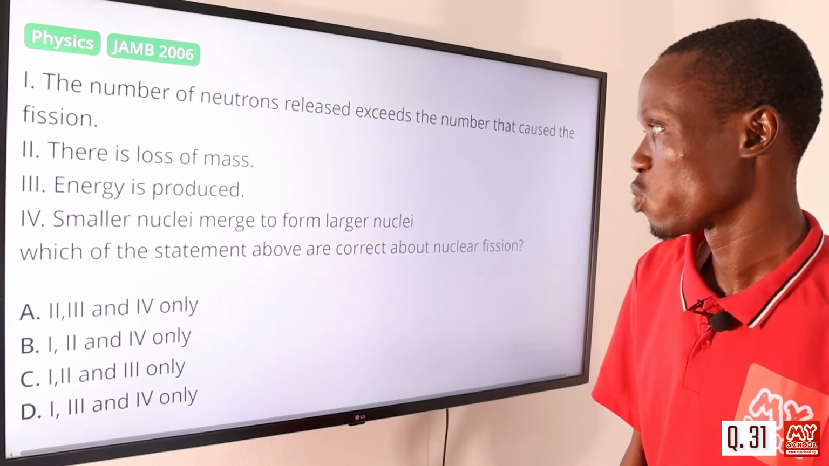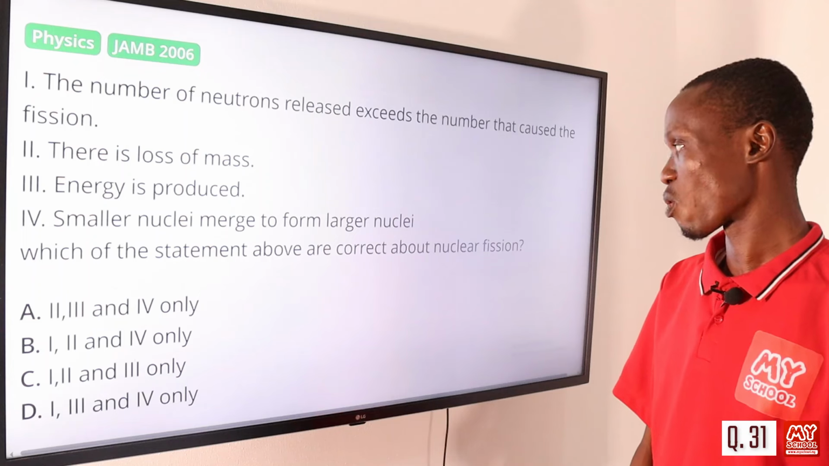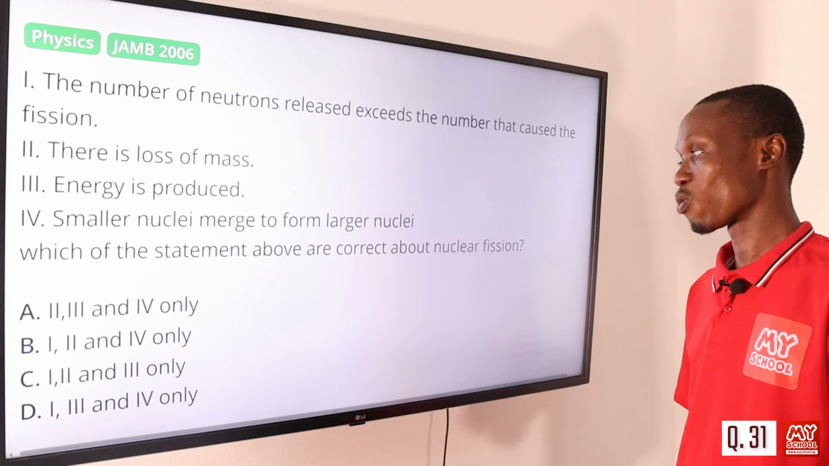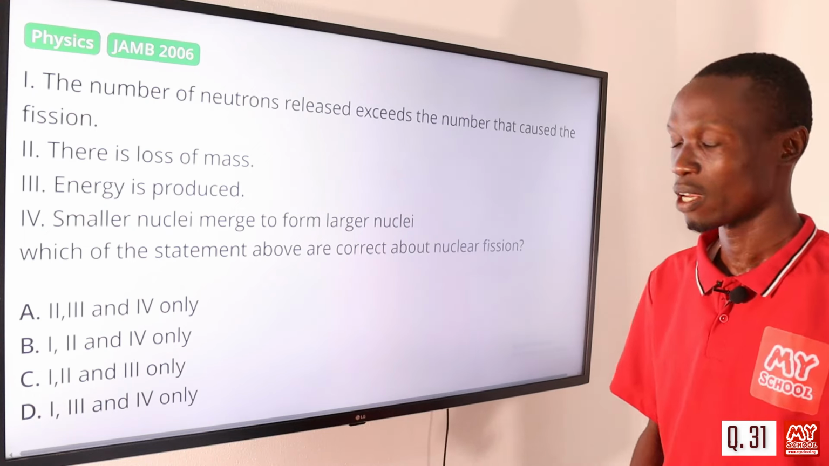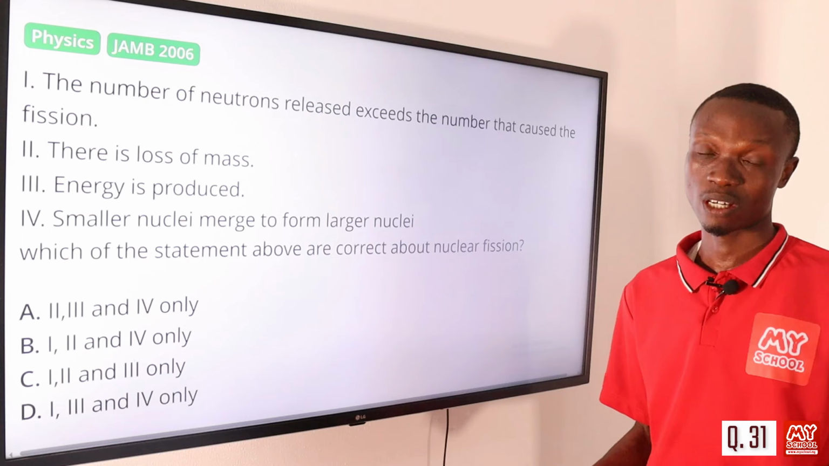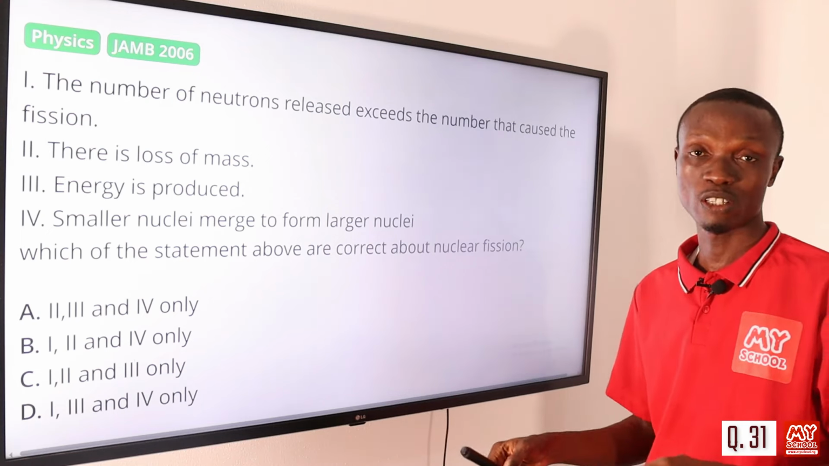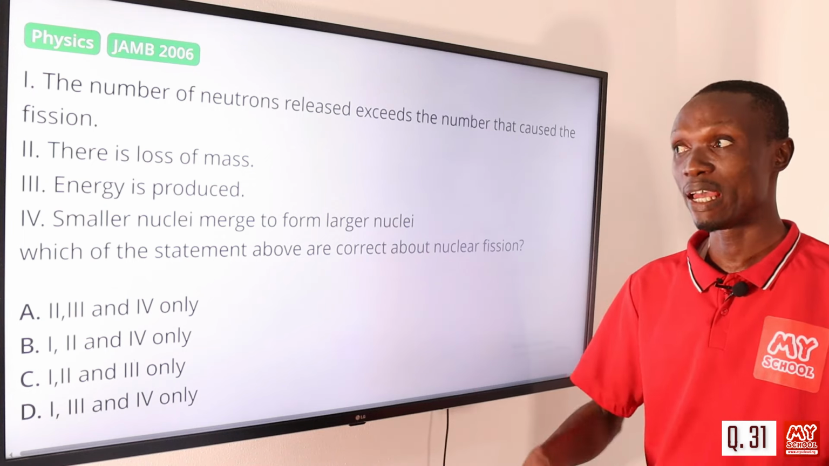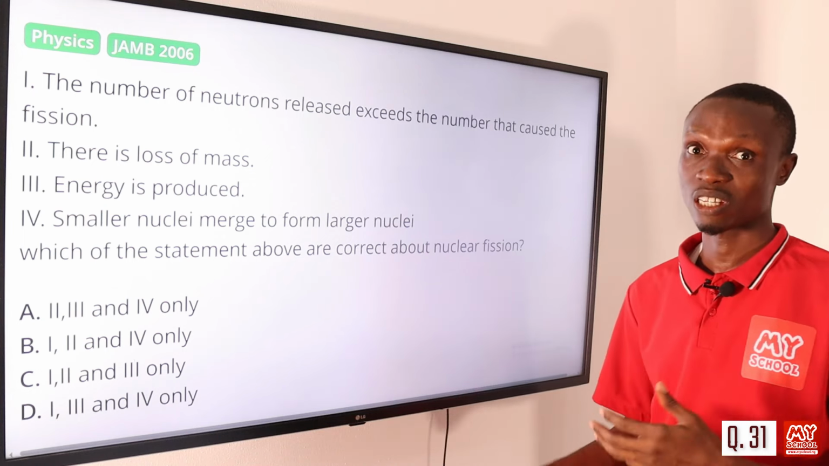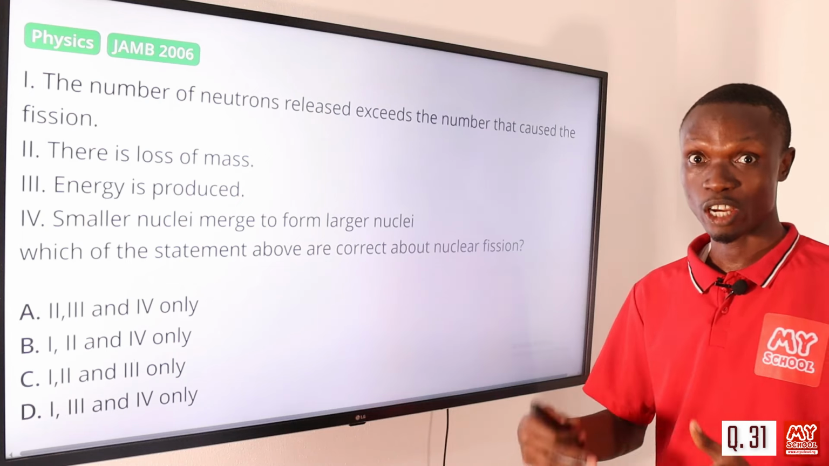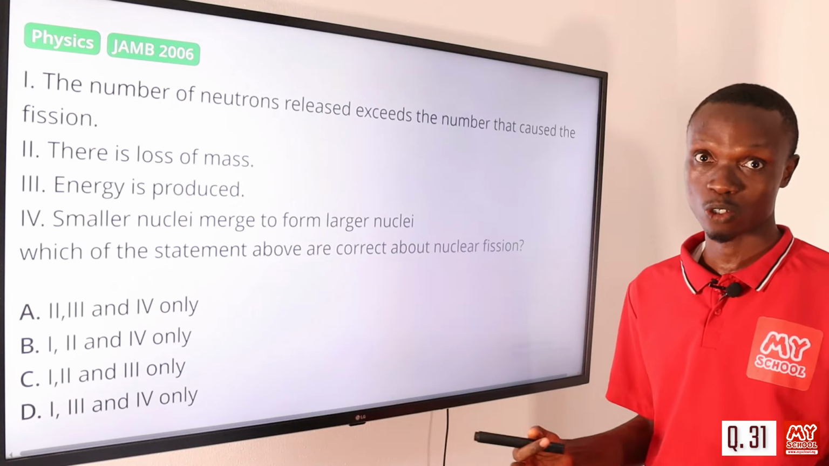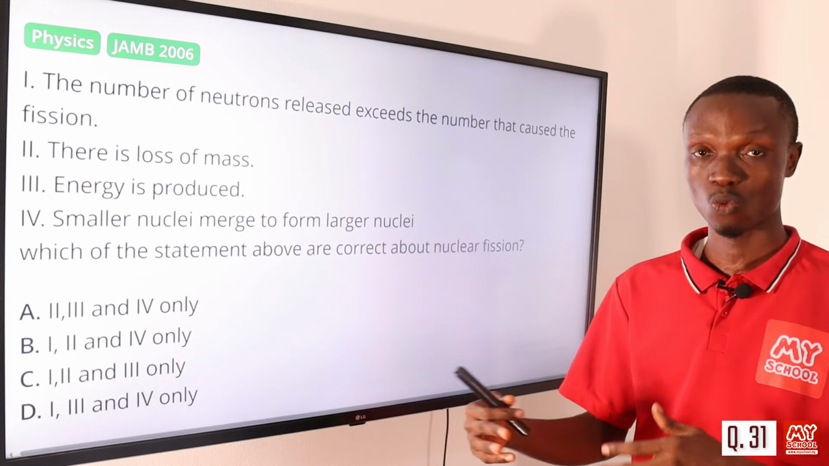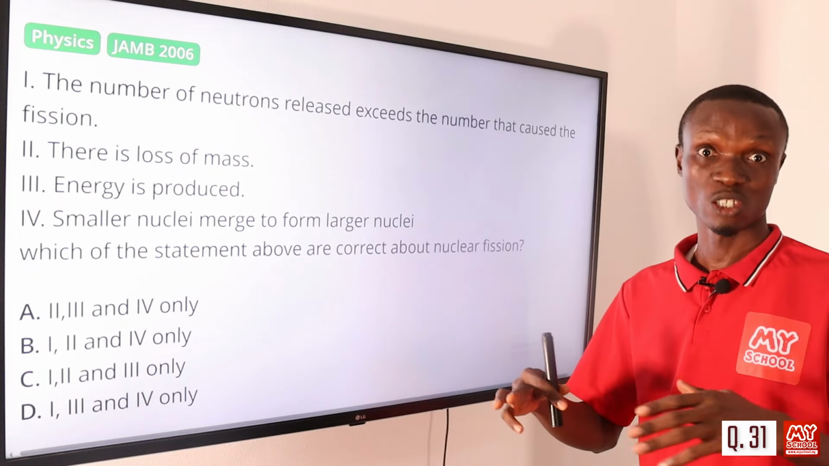Question 31. Which of the statements above are correct about nuclear fission? I think the first thing is for us to define what nuclear fission is. Nuclear fission is a process whereby a heavy nucleus splits into two or more nuclei with the release of energy. This process is brought about by the injection of neutrons. So when the nucleus of that heavy atom is injected with a neutron, it brings about the splitting.